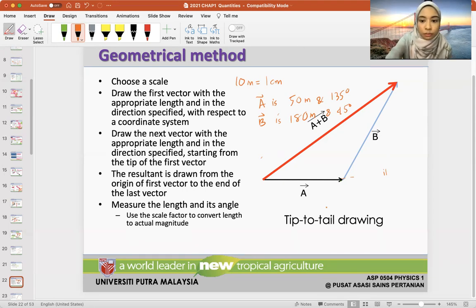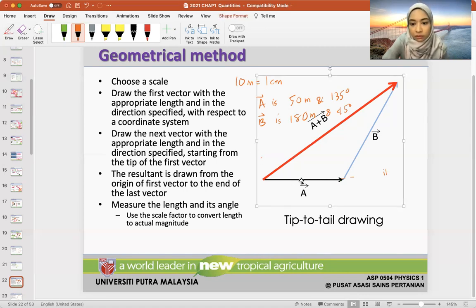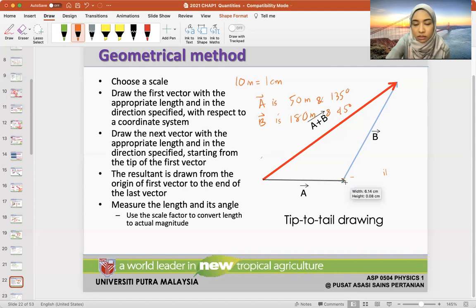Okay, so given this information in my question, I try to draw my vector. Obviously this is wrong because ni bukan soalan dia. Okay, so A vector is 50 meter and 135 degrees. How do I draw this vector? So the 135 is with respect to the positive x-axis.